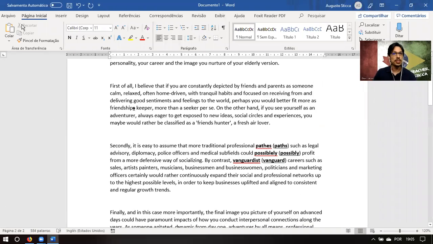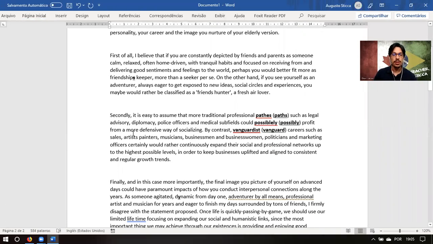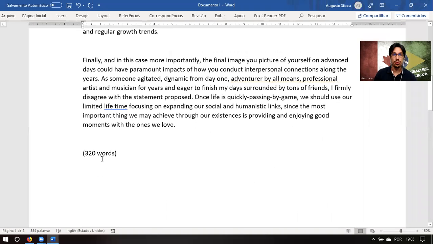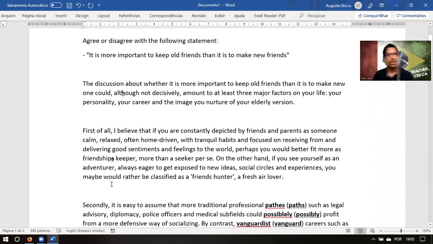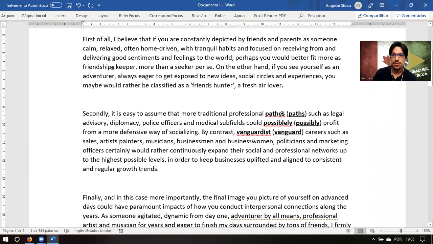I'm going to start with the independent one. First of all, very good if you write 320 words in TOEFL, it's going to be great. But there is one mistake here, another there. For example, although you need H, paths, there was an E here. Possibly it's written like this.